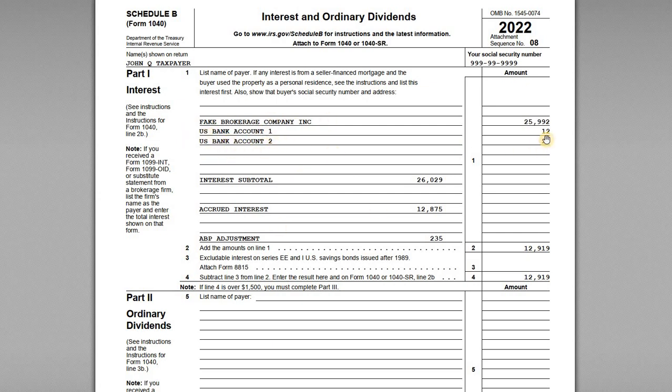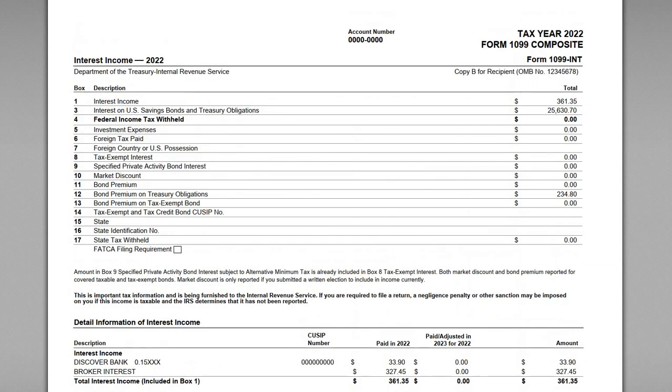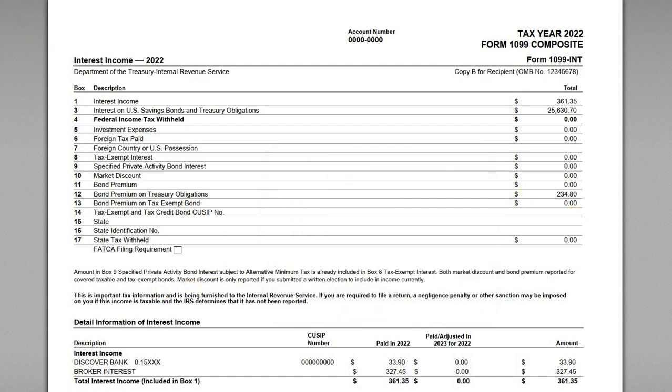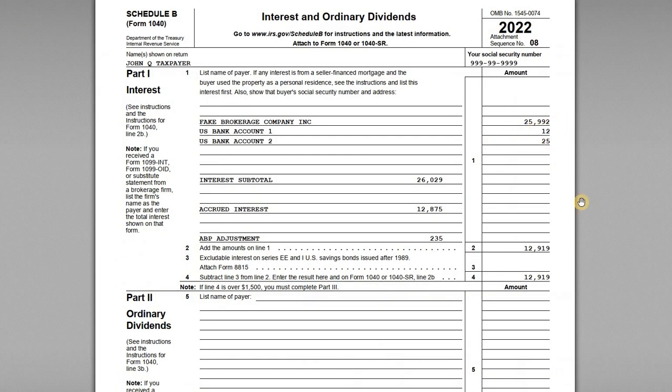All right, so when we look at John's Schedule B, he's got some interest income from a couple of bank accounts, right? So small amounts there, not attributed to this broker. But for the brokerage company here, there's the total, $25,992. And if we look, let me show you, the $25,992 is a combination of these 2 pieces, right? So the $361.35 plus the $25,630.7. So there's our $25,992. That's reported on Schedule B, right?